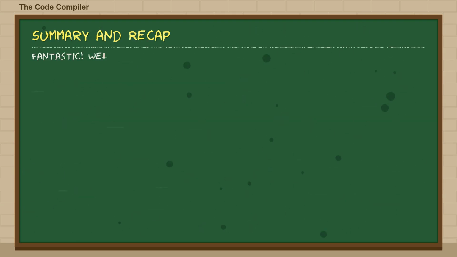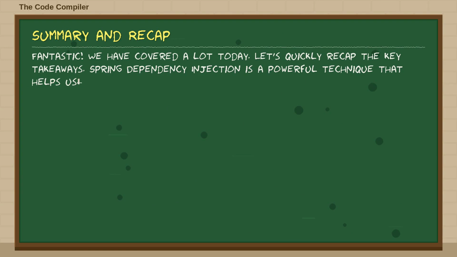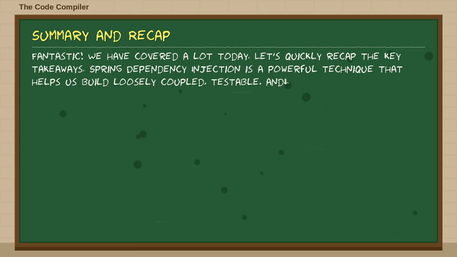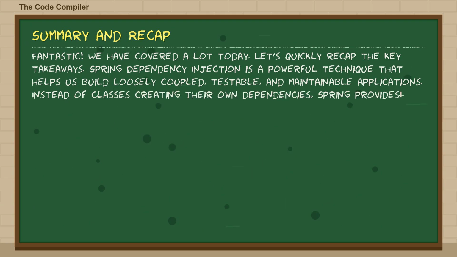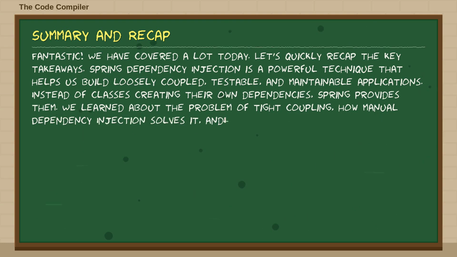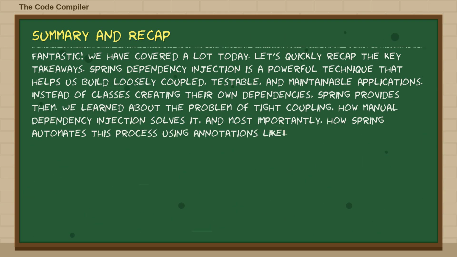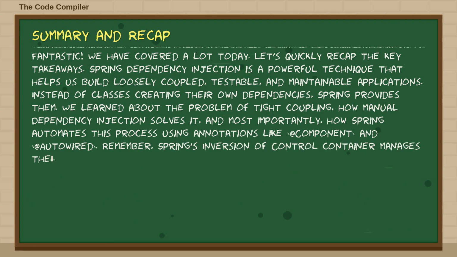Fantastic! We have covered a lot today. Let's quickly recap the key takeaways. Spring Dependency Injection is a powerful technique that helps us build loosely coupled, testable, and maintainable applications. Instead of classes creating their own dependencies, Spring provides them. We learned about the problem of tight coupling, how manual dependency injection solves it, and most importantly, how Spring automates this process using annotations like @Component and @Autowired.